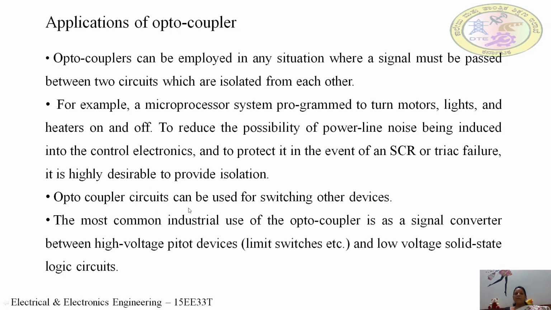Also, optocouplers can be used as switches as well. So optocoupler circuits can be used for switching other devices. So the most common industrial use of an optocoupler is as a signal converter between high voltage devices and low voltage logic circuits. So the signal from high voltage pilot devices, which are also called limit switches etc.